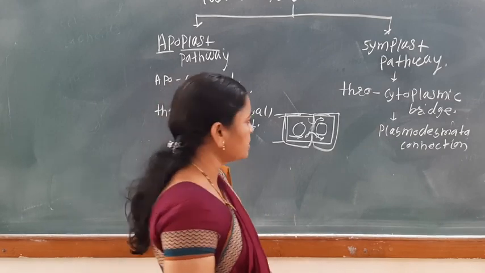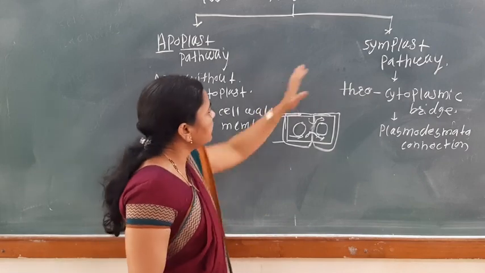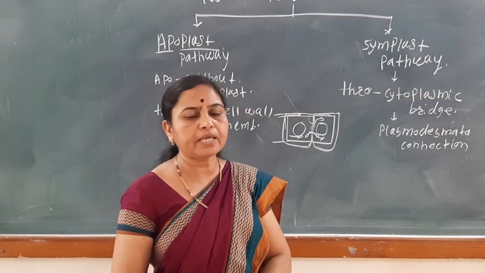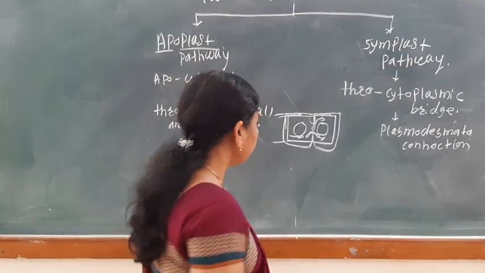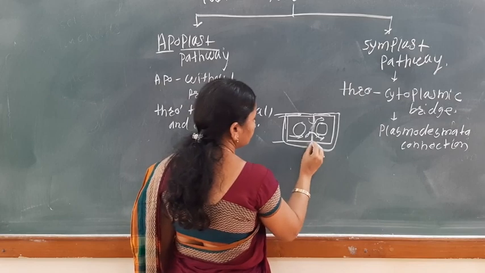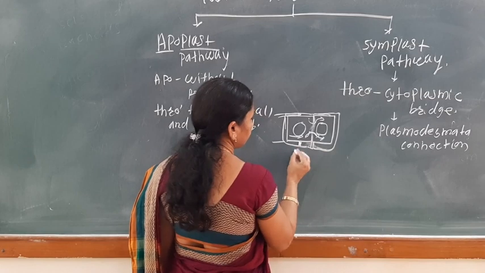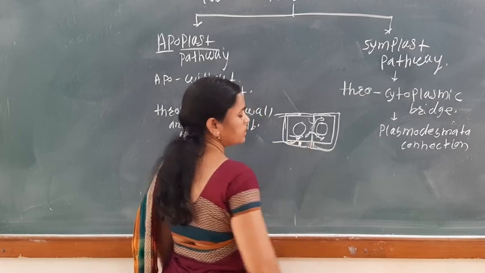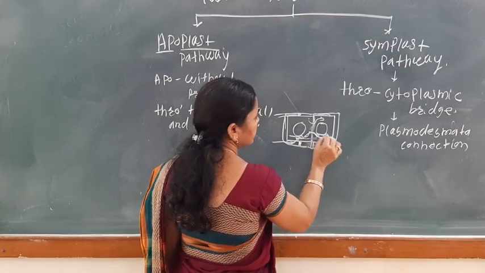Here there is the formation of the plasmodesmata connection, and the movement takes place only from cytoplasm to cytoplasm, that is the Symplast pathway. But we have also seen that if there is some barrier in the apoplast pathway, here is the wall, and some barrier is in the apoplast pathway, then the water goes into the Symplast pathway and is transferred through the cell cytoplasm.